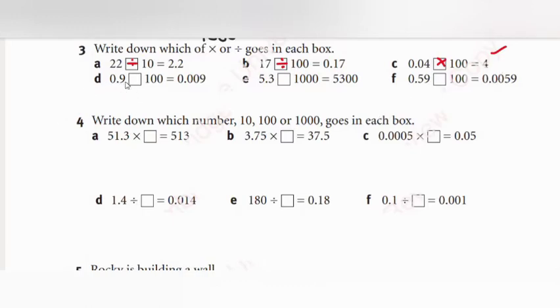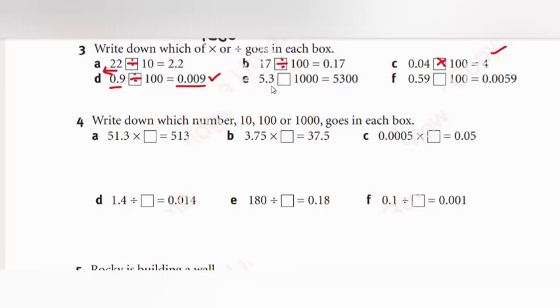Question D, 0.9 and 100 is there, and the value has been decreased. When you check with this and this value, the right hand side value is lesser than the left hand side 0.9. So definitely it is division. And you can check our answer. 0.9 is divided by 100. So 2 digits, the decimal point will move towards left. You can see that it has moved 2 digits. So it is division.